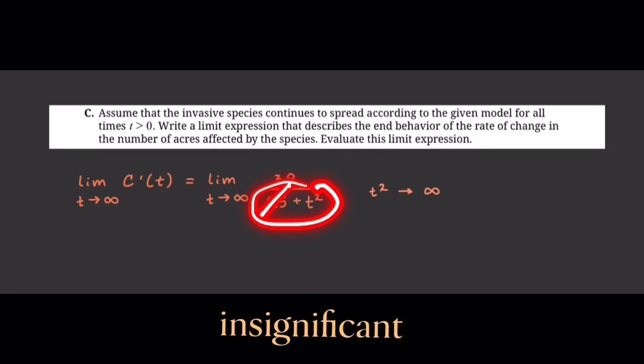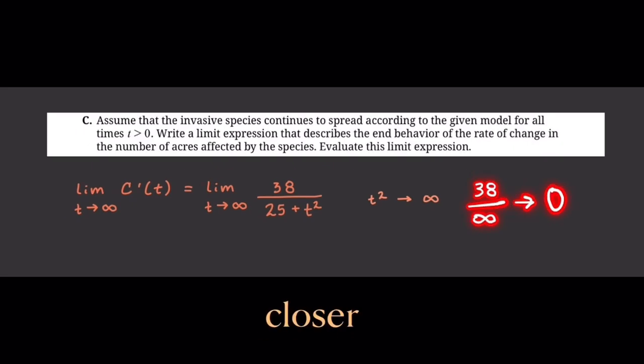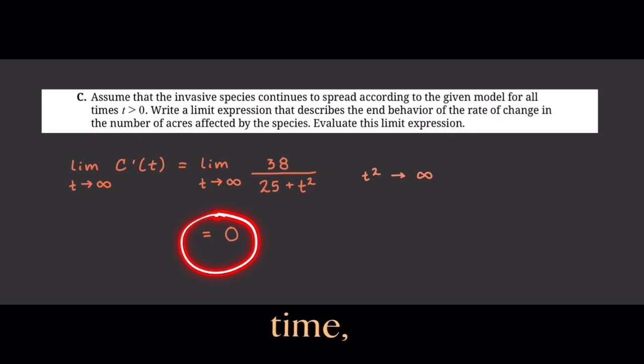So in the denominator, we have 25 plus t squared. The 25 becomes insignificant compared to t squared because t squared is so large. Essentially, the denominator is becoming an extremely large number. That means we're taking 38 and dividing it by a huge number. And when you divide a constant like 38 by a number that keeps growing toward infinity, the value of the fraction gets closer and closer to 0. So the entire expression approaches 0, and therefore the limit is 0.